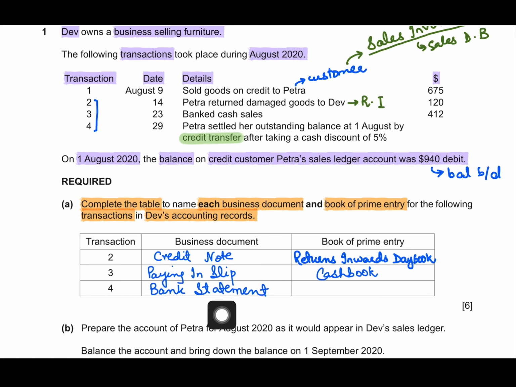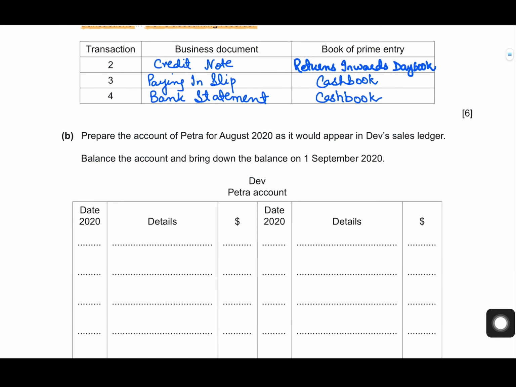And after tallying transactions from the bank statement, the business updates its cash book. So yes, since this amount is being received in bank, it will be updated in the business cash book, right? So the book of prime entry which will show this transaction is cash book, right? So this is how you will get your 6 marks. Now let's move to part B.